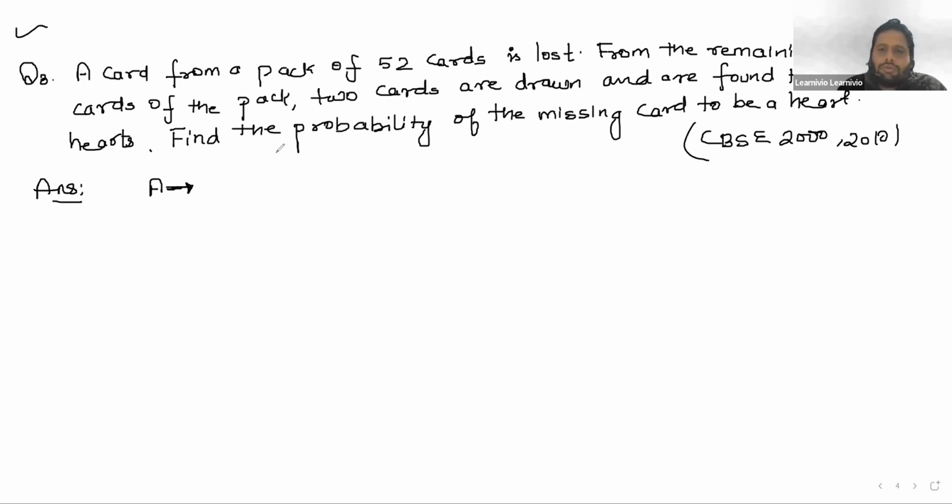Nabil, again read the question and tell me what is given. From the remaining cards, two cards are drawn and are found to be heart. Find the probability of the missing card to be heart. So what is given here? It is given that one card is lost. No, it is not. Yes, a card is lost, but read the further statement. From the remaining cards of the pack, two cards are drawn and are found to be heart. Okay, it is given. Two cards are drawn and are found to be heart. This is given. Then you need to find the probability of the missing card to be heart. So what is given?